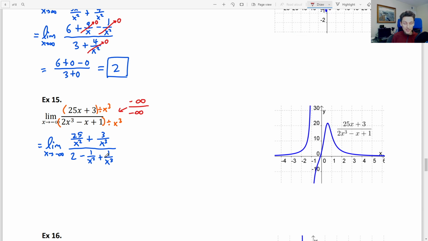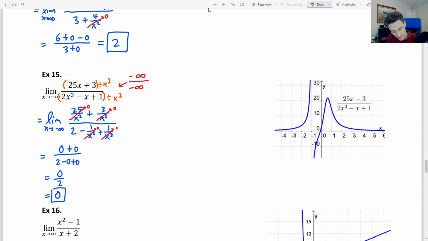Now all these little fractions with the x's on the bottom, or the x squareds, the x cubes, all those are going to 0 as x goes to negative infinity. Positive infinity or negative infinity, those little fractions with numbers on the top and x's raised to powers on the bottom, those are all going to go to 0. So if you look at what's left over on the top, it's just 0 plus 0, which is 0. And on the bottom you have 2 minus 0 plus 0. So this is 0 over 2, which is 0. Yep. When the 0 is over, the answer is 0.